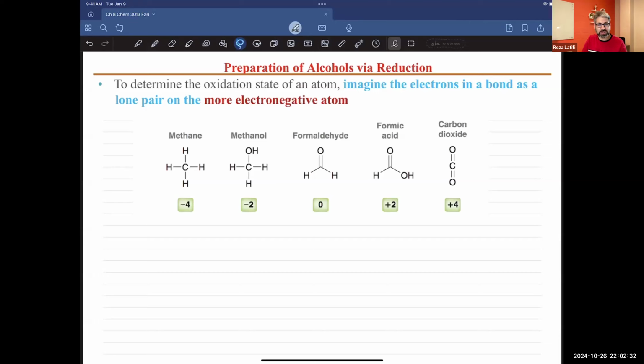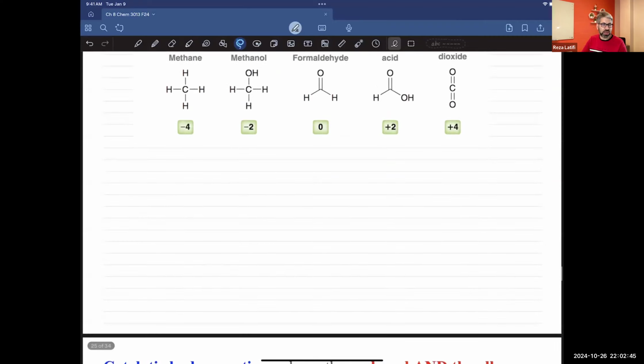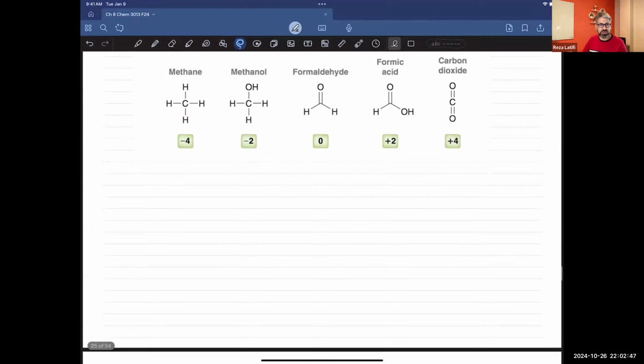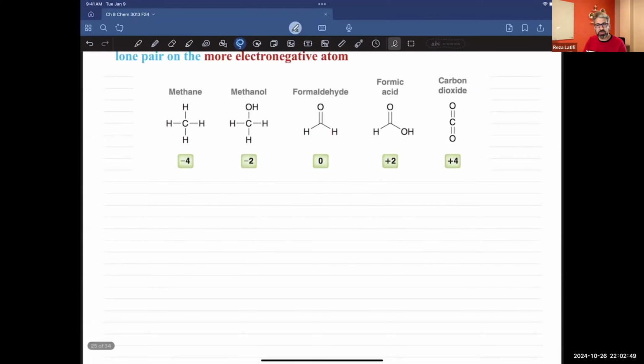I'm going to go through the oxidation number of carbon. The reason for it is that we can use oxidation and reduction to make an alcohol or to turn it into another compound. And how do we calculate the oxidation number of carbon? As you see here, the oxidation number goes from -4 to +4.